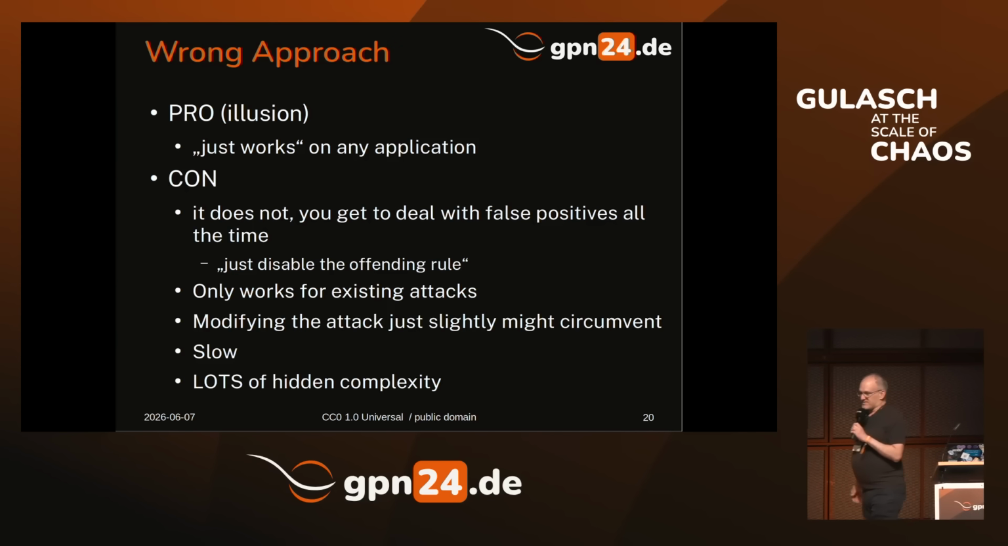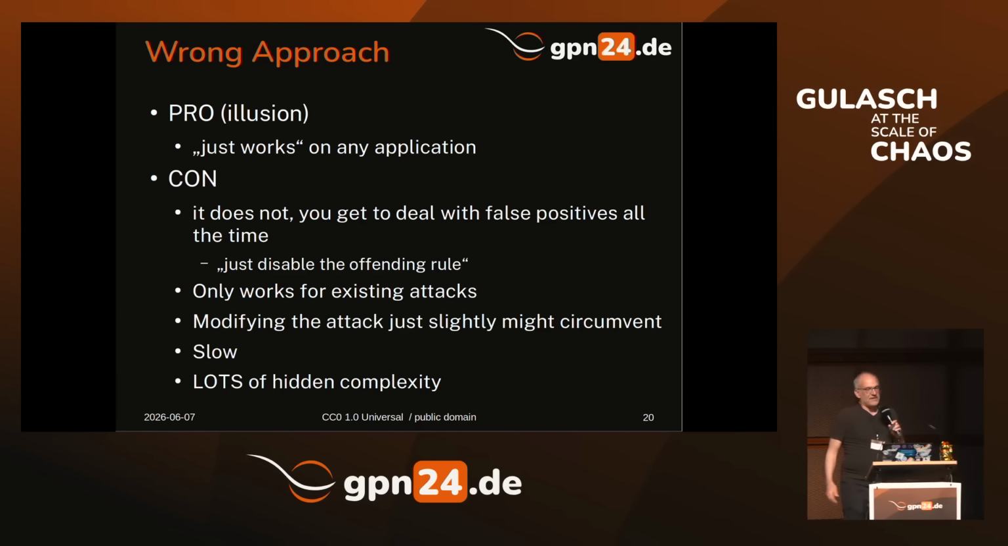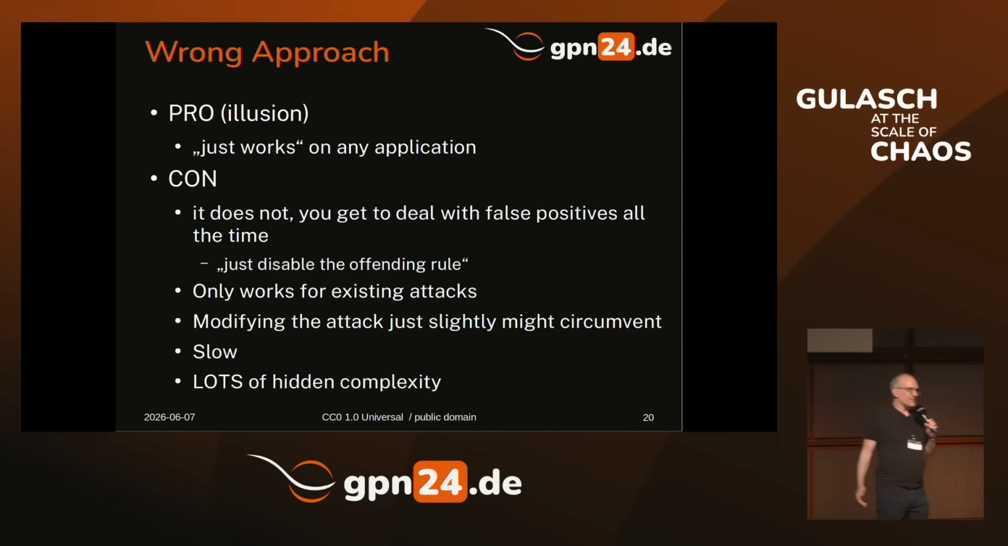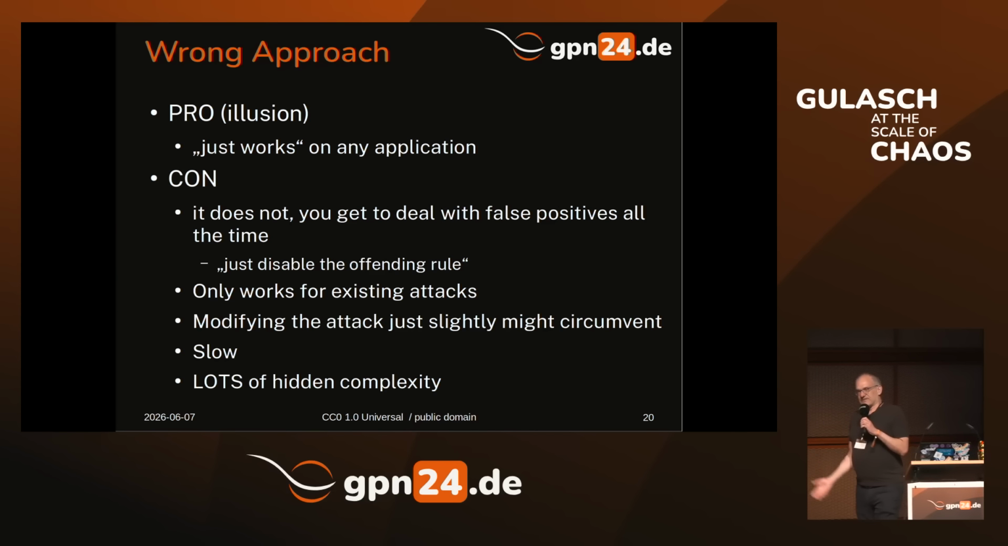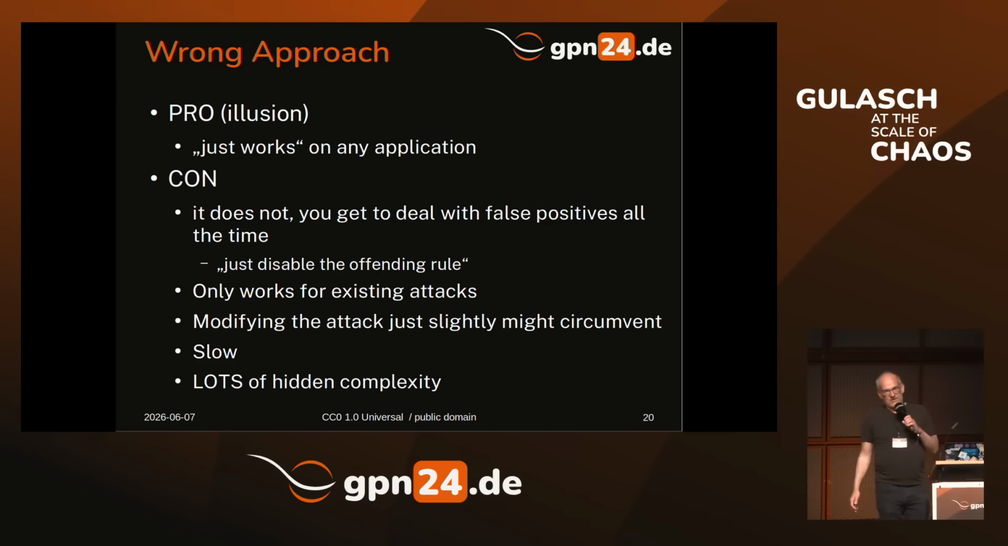So what is this wrong approach? Let's elaborate a little bit. The illusion, the sales pitch, is that it just works. But then it doesn't, because it blocks your legitimate traffic. Then your users open tickets, call you, and tell you that if they click, it doesn't work anymore. So you look at the logs, you find out it's rule AB123. I'll disable rule AB123. Obviously, it doesn't work with my application.